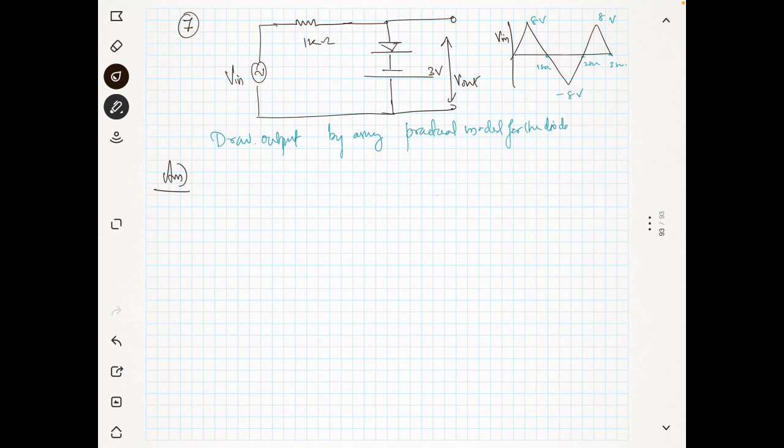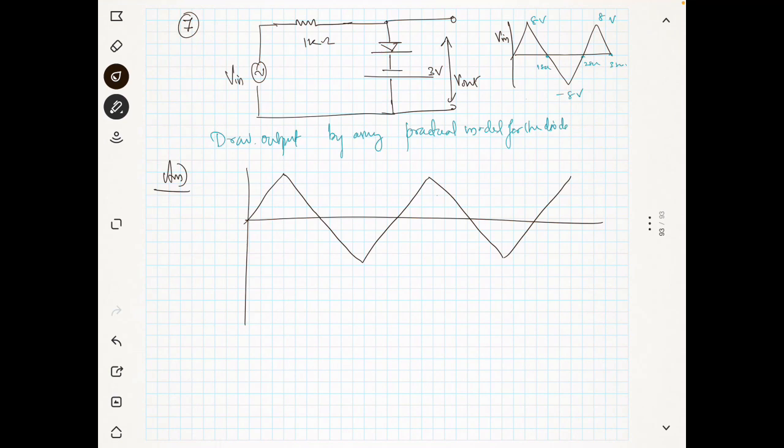You see here, I will first draw the input. So you have to draw the input first beautifully. Anyway, this is 8 volt and -8 volt. Then this is V in. I have given you the procedure for drawing. So what is the first step?